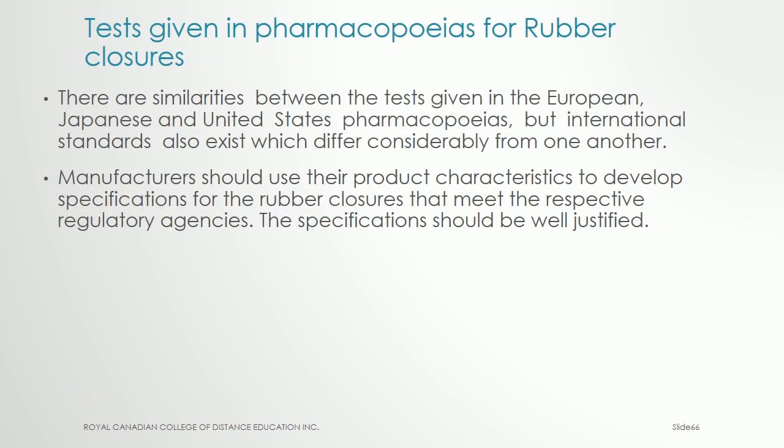There are similarities between the tests given in the European, Japanese and United States pharmacopoeias, but international standards also exist which differ considerably from one another. Manufacturers should use their product characteristics to develop specification for the rubber closures that meet the respective regulatory agencies. The specifications should be well justified.